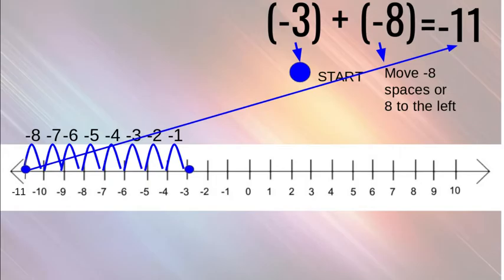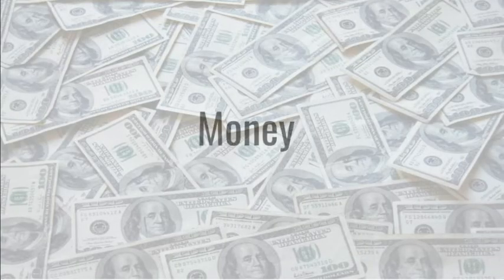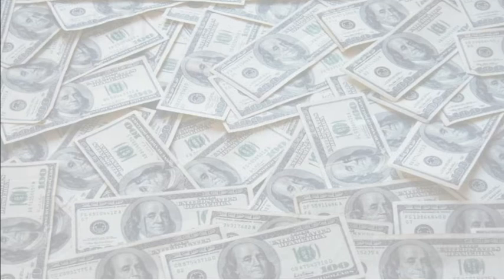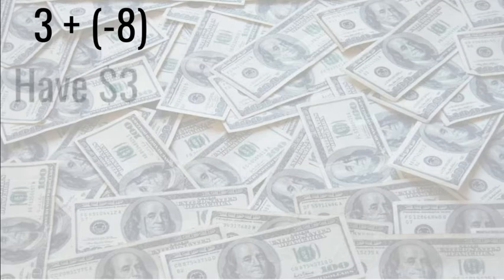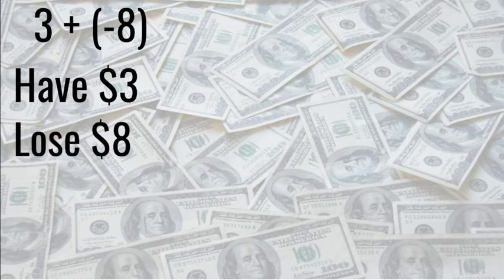All right. So next one's going to be this. Let's talk about money. So we look at money here for a second. I have 3 plus -8 again. So I'm going to start with that 3. What does 3 mean? 3 means I have $3. All right. So the next part is, I lose $8.